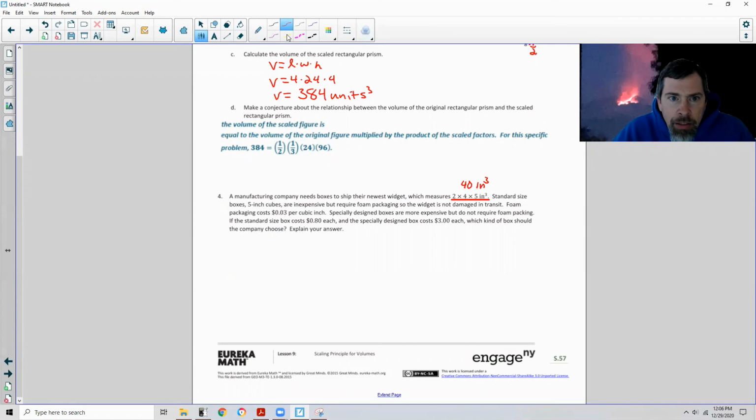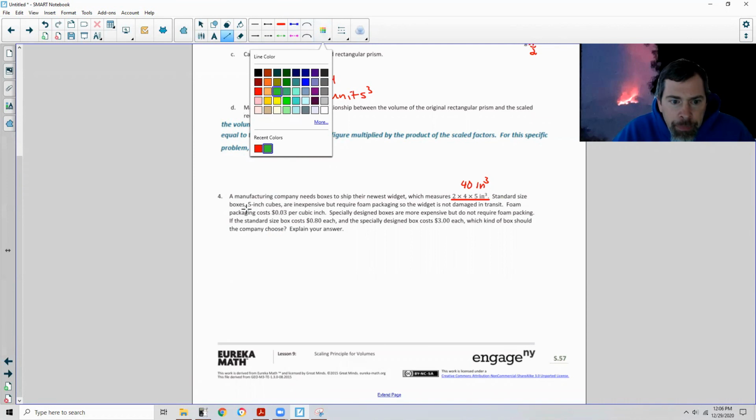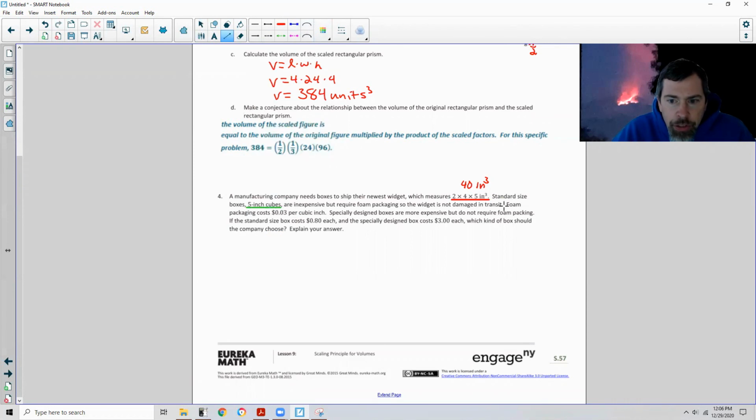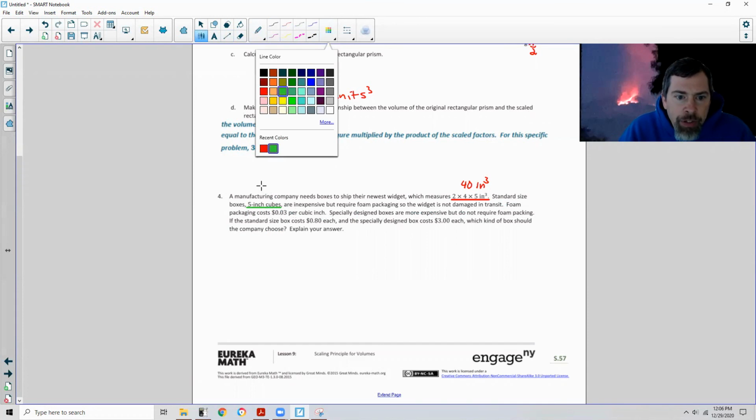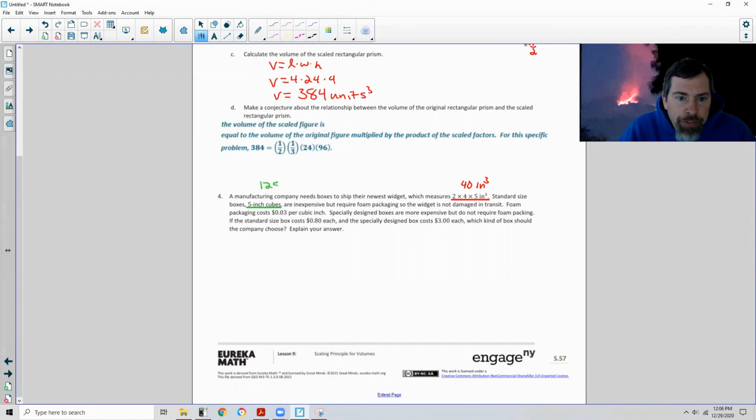Standard size box is 5 inches cubed. Okay, so I'm going to underline that. Well, 5 inches cubed is 5 times 5 times 5, and that is 125 inches cubed. So the 5-inch cubes, 5 by 5 by 5, are 125 cubic inches. Those standard size boxes are inexpensive but require foam packing so the widget is not damaged in transit. Foam packing is another expense.